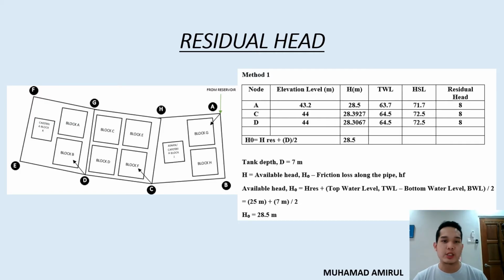Alright, now we look at the residual head. From the figure here, we will know the friction loss in each pipe. With the given elevation head, we can now calculate H, where the H given formula is available: H naught minus the friction loss. To get H naught, we use this formula and subtract HF so that we can find the value of H. Then for the TWL and HSL, we use the available H naught formula. And lastly, we will get the residual head.